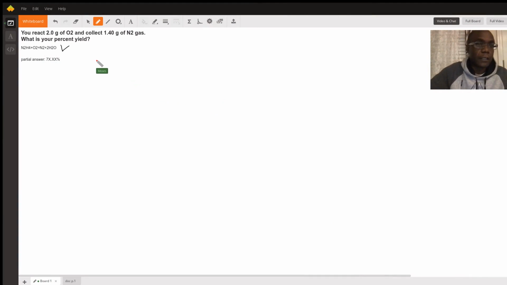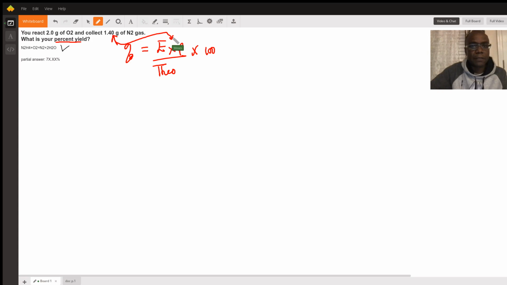Okay, in this question, you're asked that you reacted 2 grams of oxygen and collected 1.4 grams of nitrogen gas. This is called the experimental yield or actual yield, but you need to find the percentage yield. The percentage yield, of course, is going to be equal to the experimental yield divided by the theoretical yield, everything multiplied by 100. So you're given the experimental yield, you have to find the theoretical before you find the percentage yield.